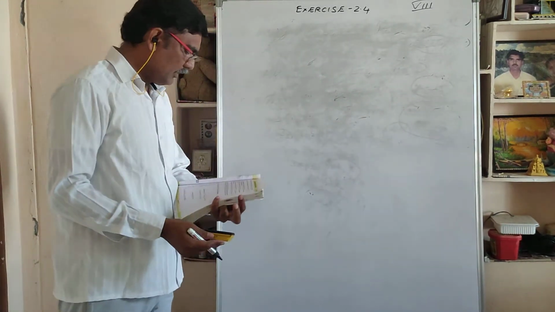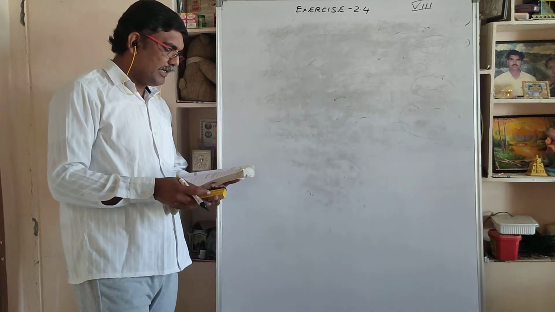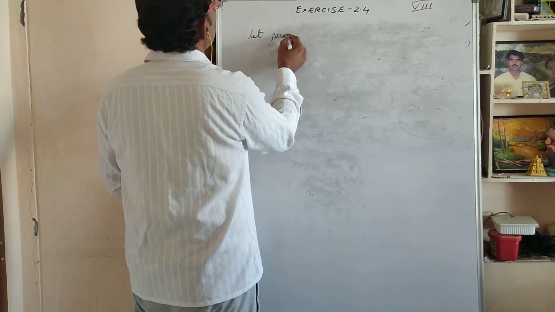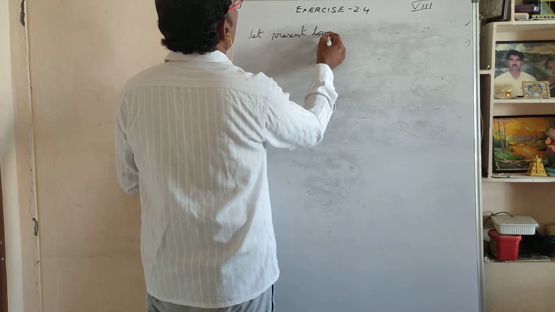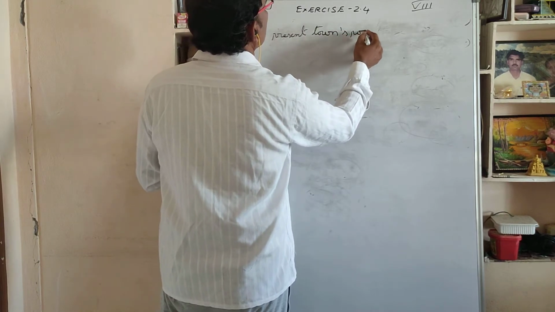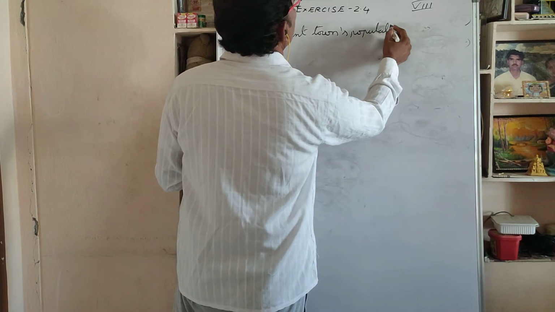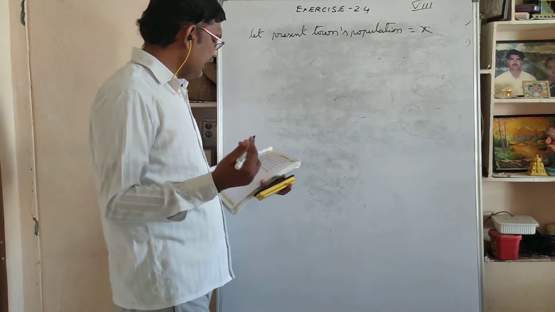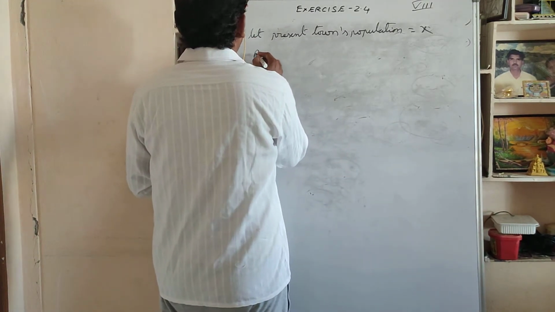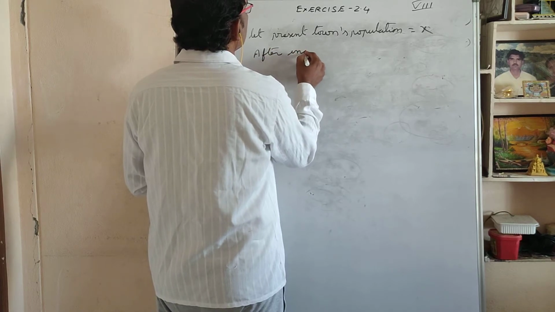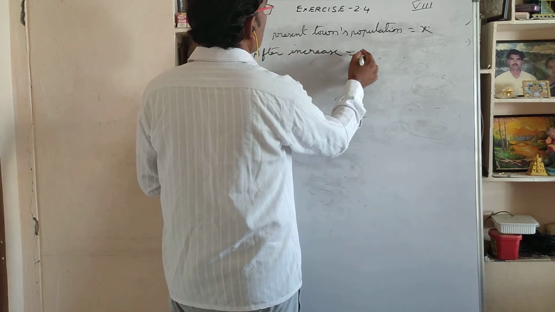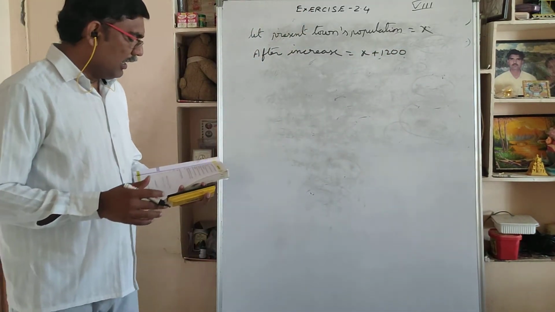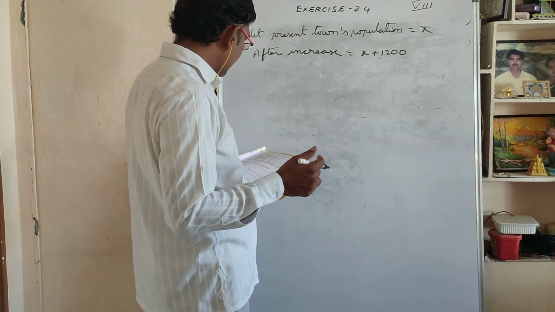Let's see the 8th question here. A town's population increased by 1200 people. Let the present town's population be assumed as x members. Okay, what he has done: he increased the population by 1200 people. After the increase, the population becomes how much here? x plus 1200, because 1200 people were added, and then this new population decreased by 11%.